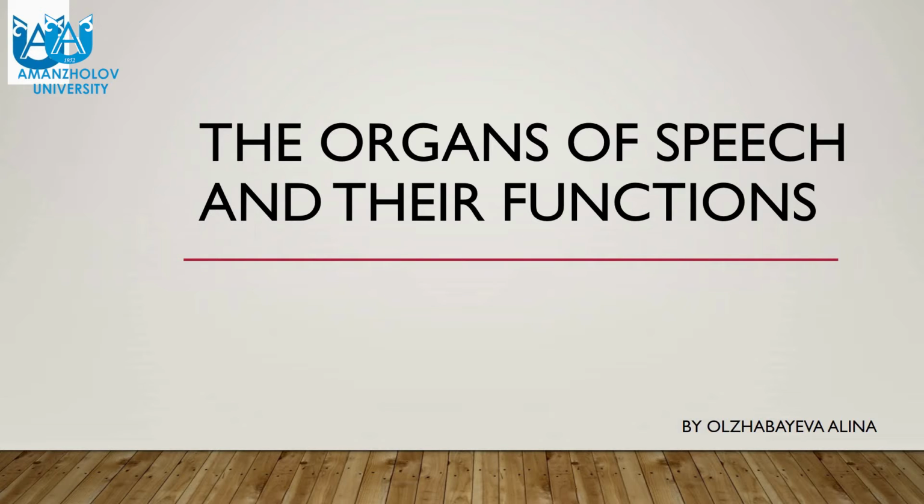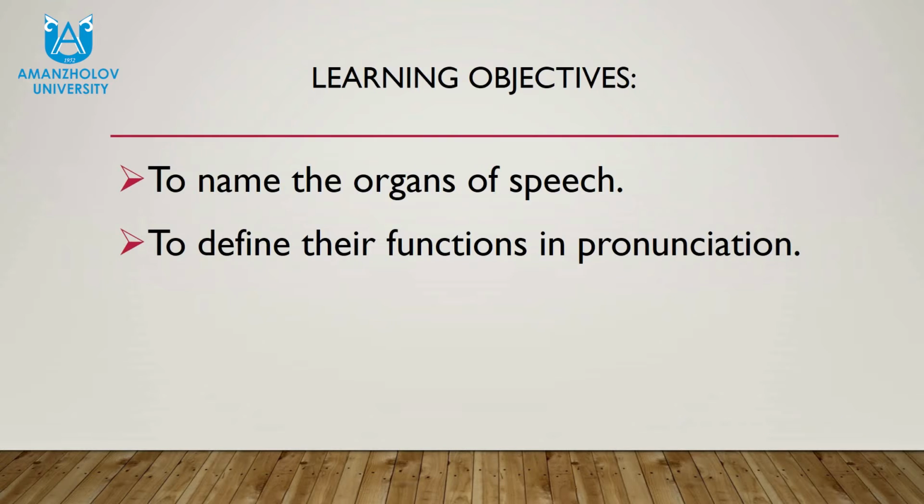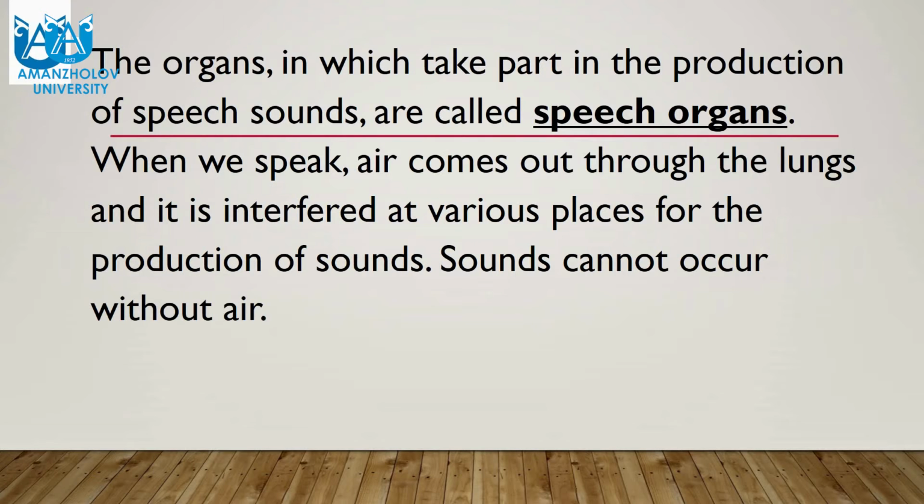Today we are going to talk about the organs of speech and their functions. By the end of this video, you will be able to name the organs of speech and define their functions in pronunciation. The organs which take part in the production of speech sounds are called speech organs. When we speak, air comes out through the lungs and it's interfered with at various places for the production of sounds. Sounds cannot occur without air.